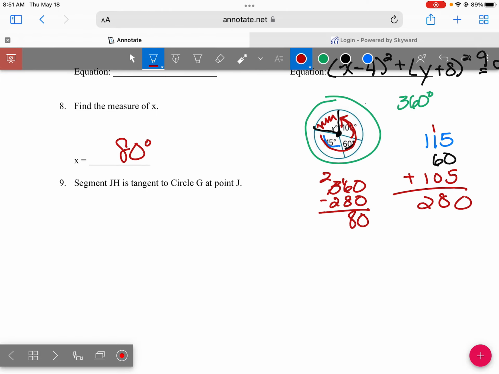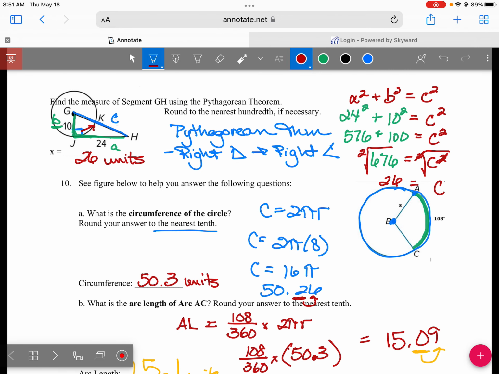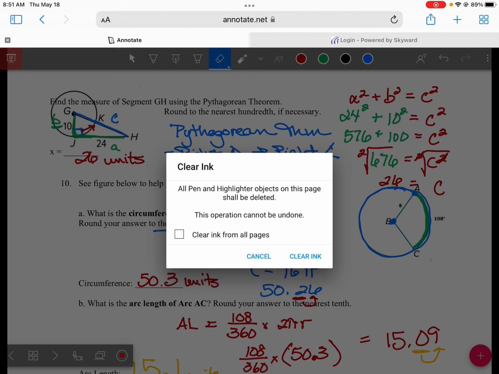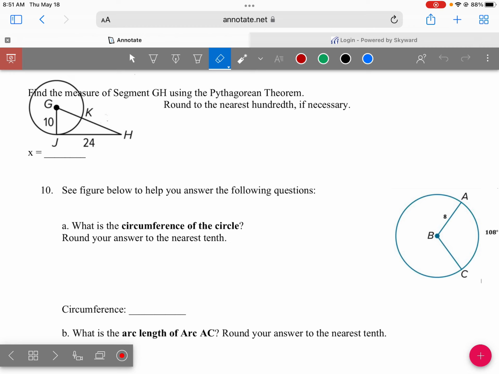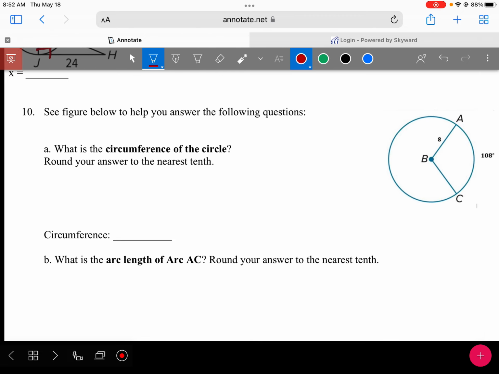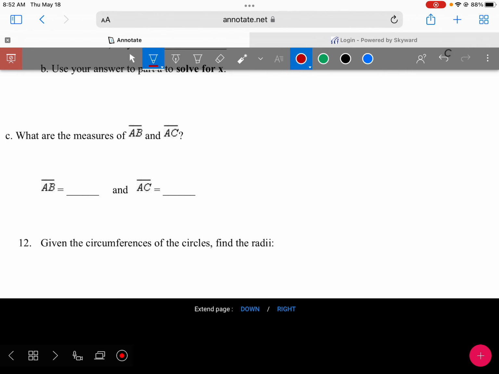Okay. Segment JH is tangent to circle G at point J. That must be on the next page. Clear ink, clear ink. So it is tangent, which means it's going to form what kind of an angle down there? We did this one? Oh, right angle. Okay. How about 10? Did we do 10? Yes. Oh, we did the whole page? Awesome.